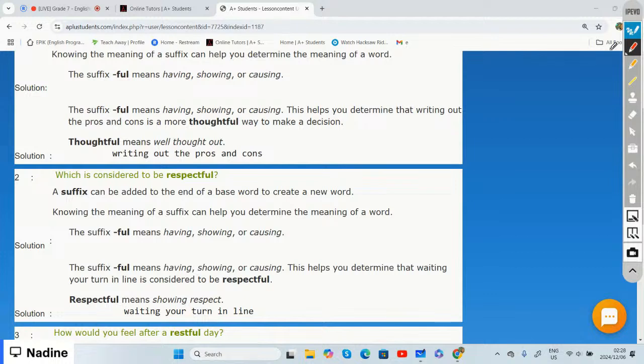One of them can be waiting your turn, using words like please and thank you, not shoving people. There are a lot of things: not bullying, being thoughtful, being mindful of others, right? But being respectful means showing respect. It means that you need to show respect. That is what respectful means.